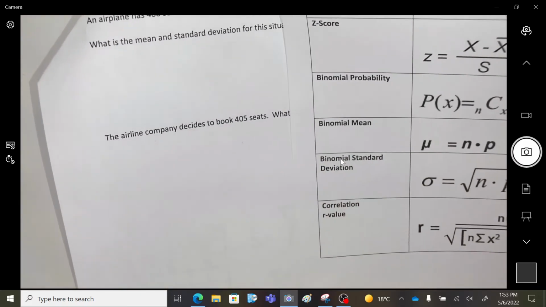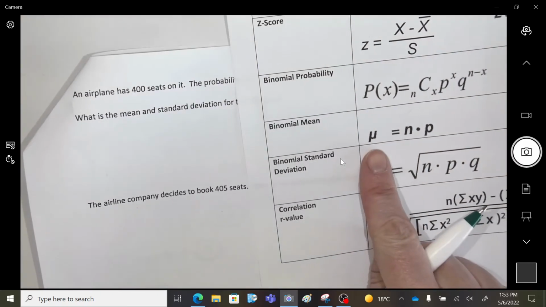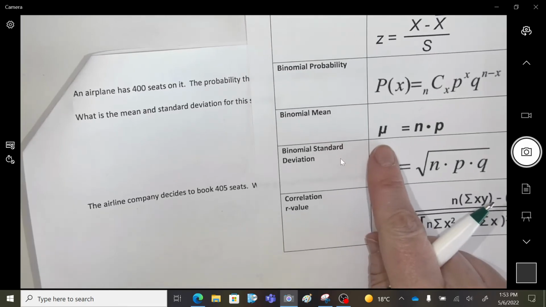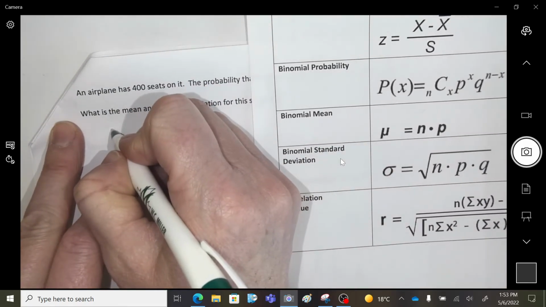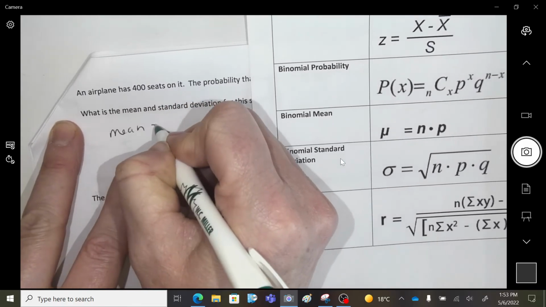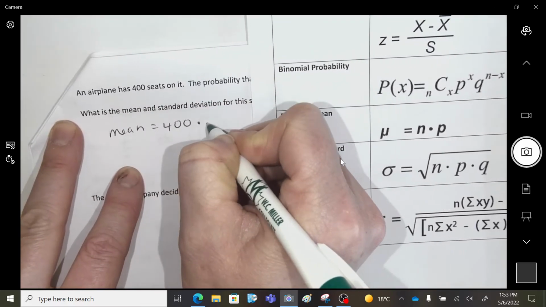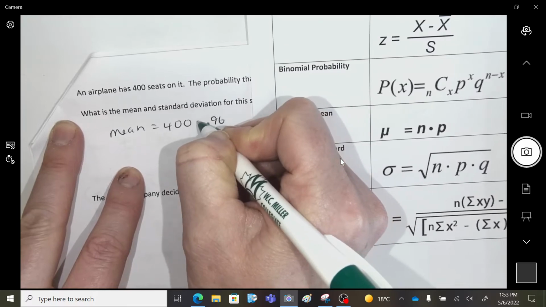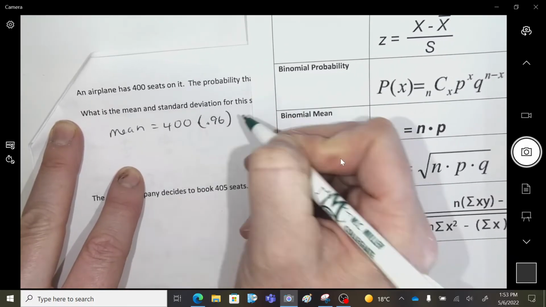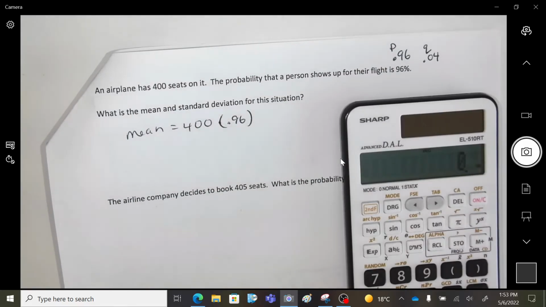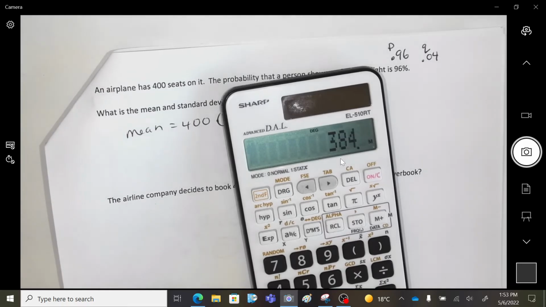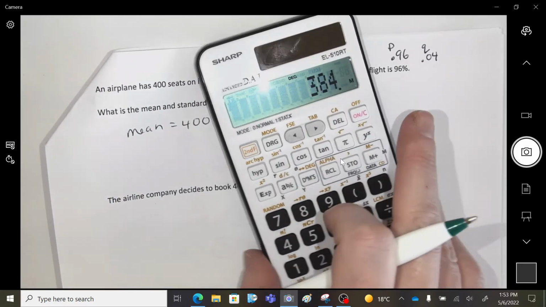Okay, so here is my formula sheet. So I'm here, the binomial mean. So it equals n times p, so 400 times 0.96. In other words, I'm just trying to think, what am I expecting? How many people should I expect? 384.